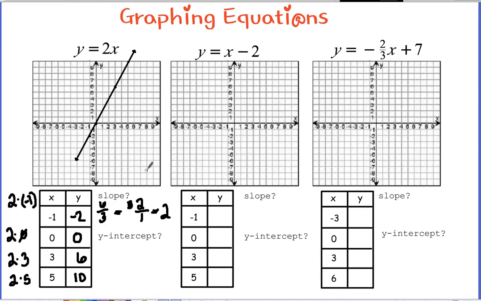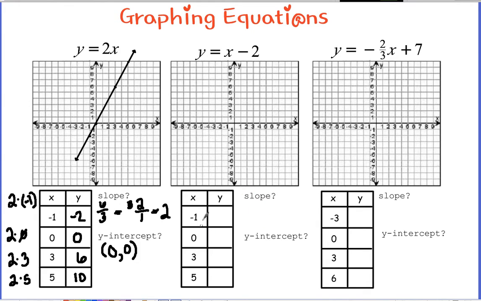And then my y-intercept. So your y-intercept is where your graph crosses the y-axis. So at what x and what y. So in this case, my y-intercept, my x will always be 0, and in this case, it crosses where y is 0. So the y-intercept for this one is actually 0, 0.